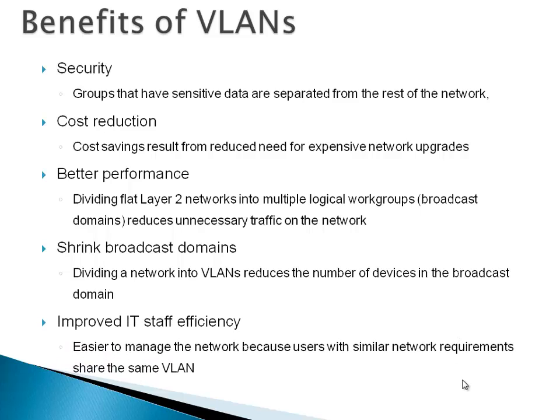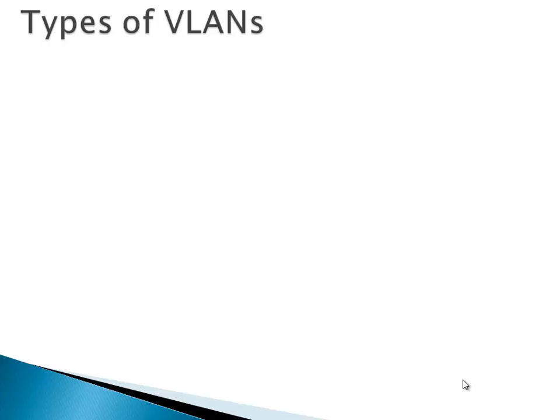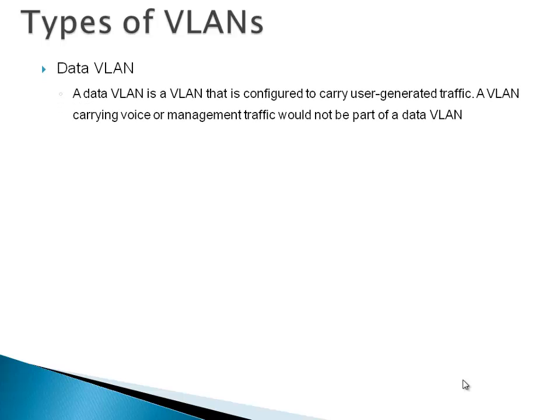And then we have improved IT staff efficiency. It's easier to manage the network because usually users with similar network requirements share the same VLANs. We have different types of VLANs. The first type is the data VLAN. A data VLAN is configured to carry user-generated traffic, normal data. A VLAN carrying voice or management traffic would not be part of the data VLAN.